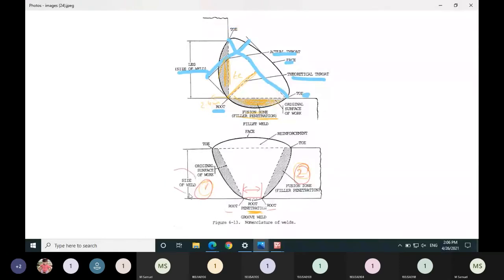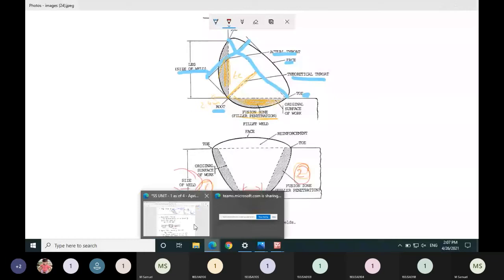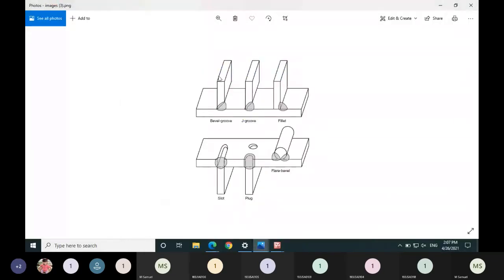So what would be the size of the weld? The distance from the starting toe to the root is what we call the size of the weld. In this case, where is the toe? At the top of the plate. Where is the root? At the bottom. So the size of the weld can be taken as the thickness of the plate, isn't it? You can take it that way. Now let me show you some other figures also.